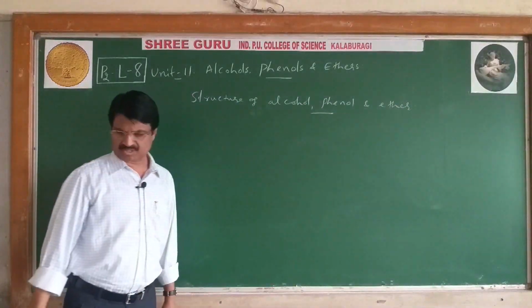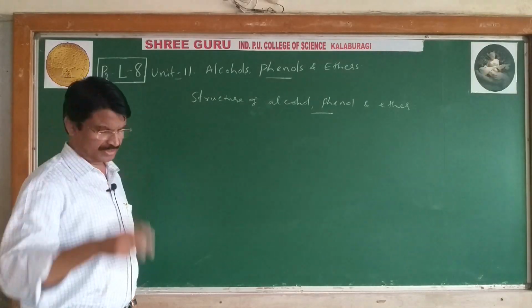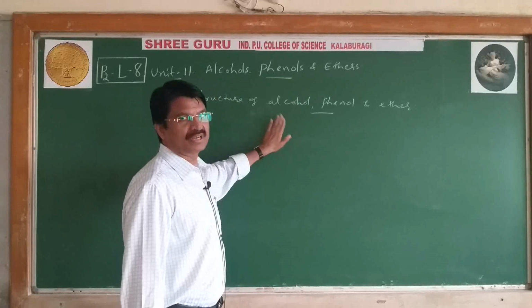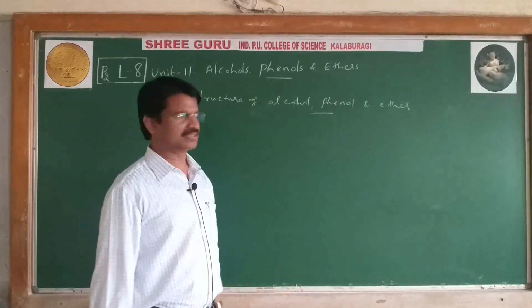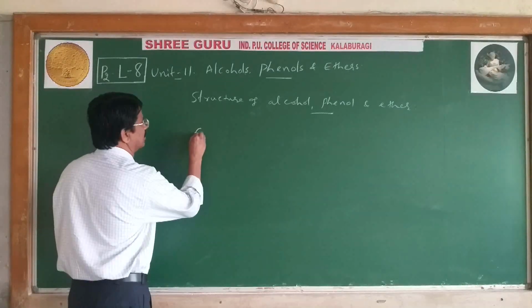Now we can draw the structures of alcohol, phenol, ether. In the previous videos I told the structure of that is a compound alcohol, phenol, ether, only formulas. Now we will study structures. In all the cases we can write like this.